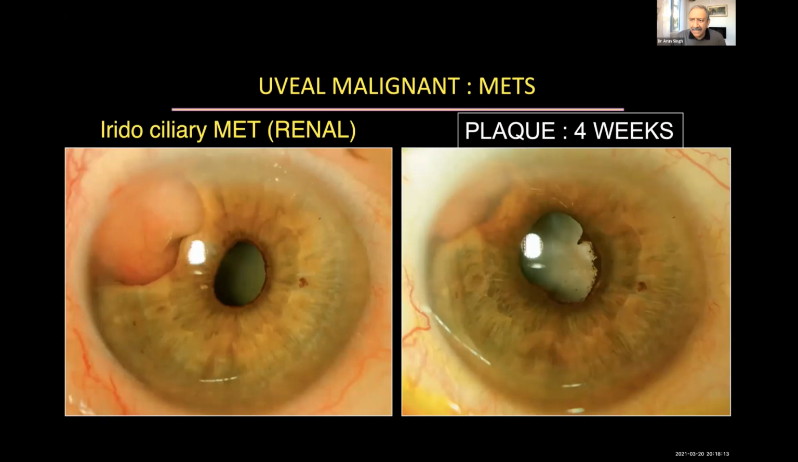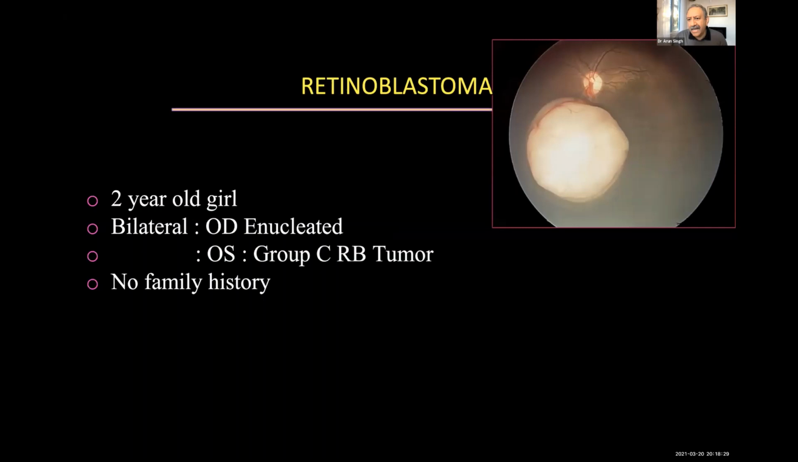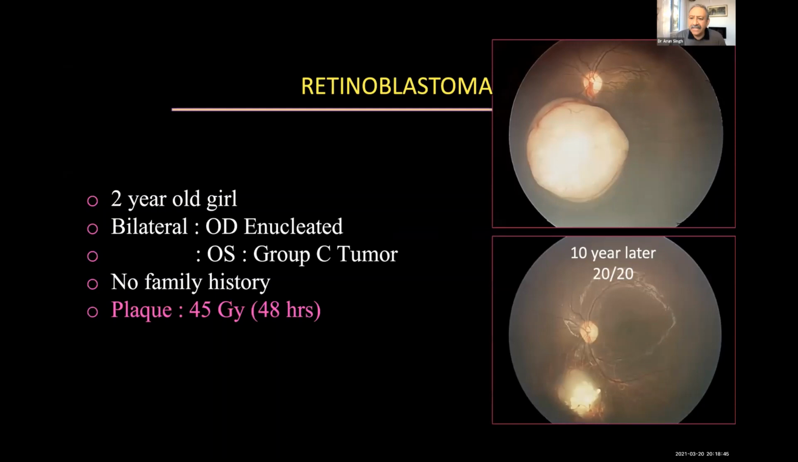Another thing that's been overlooked in recent years is that retinoblastoma can also be treated with plaque brachytherapy. So here's a child with bilateral tumor. One eye had been enucleated, and here's a tumor. Nowadays we say this is a group C tumor using the international classification, you can see localized seeding and detachment around it. You can use IAC for it if you have it, but otherwise you can also do a plaque. And that's what we did for this patient. 10 years later, she has 20/20 vision.